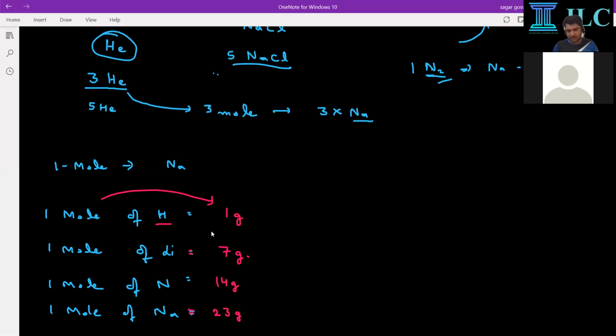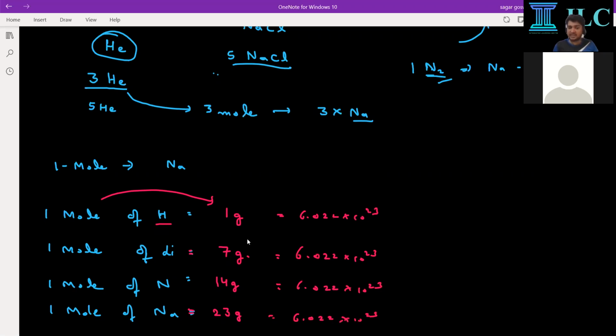Okay, now many students ask, sir, all are 1 mole, so why do they have different masses? Just tell me, all have the same number of atoms, yes or no? All have the same number of atoms because all are 1 mole. All have the same number of atoms, all have 1 mole, but still they have different mass. So how is it possible?